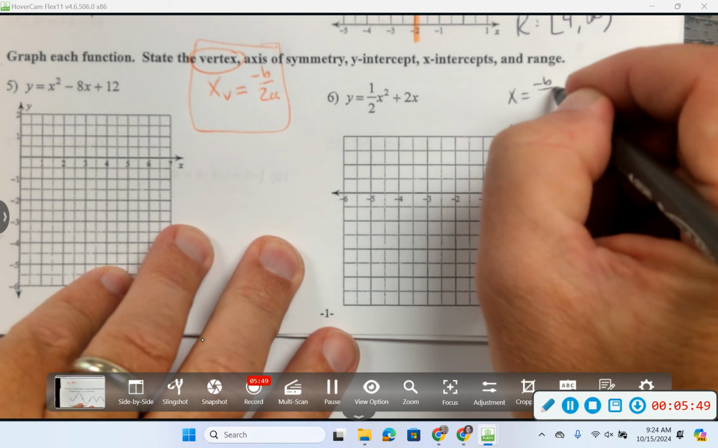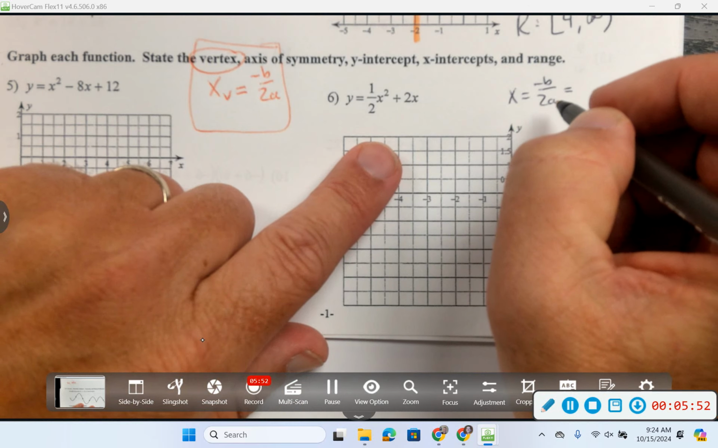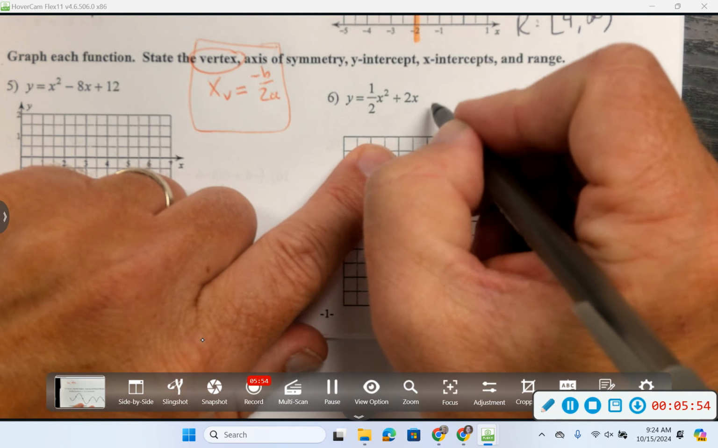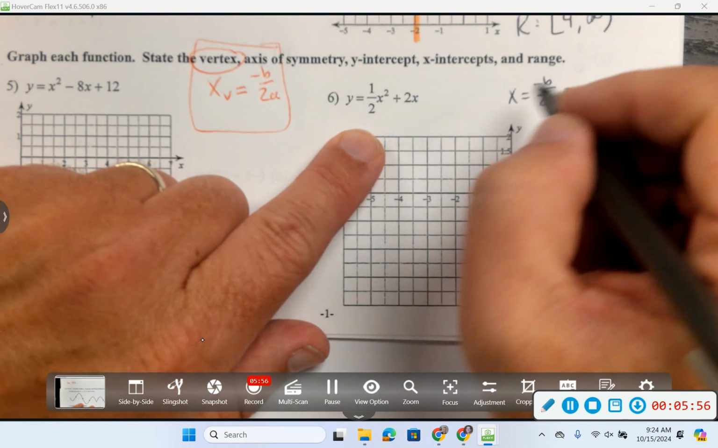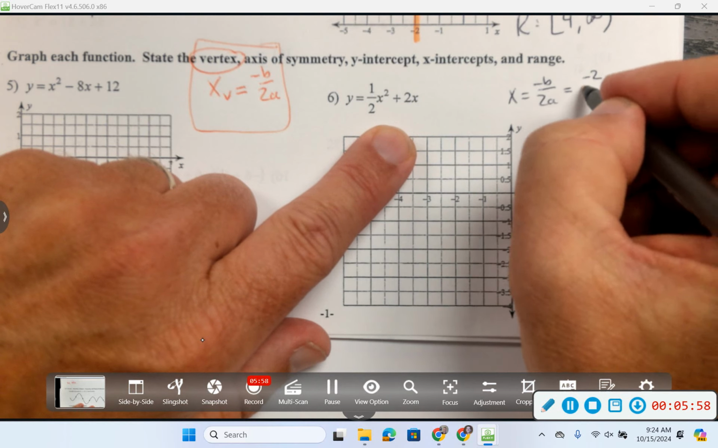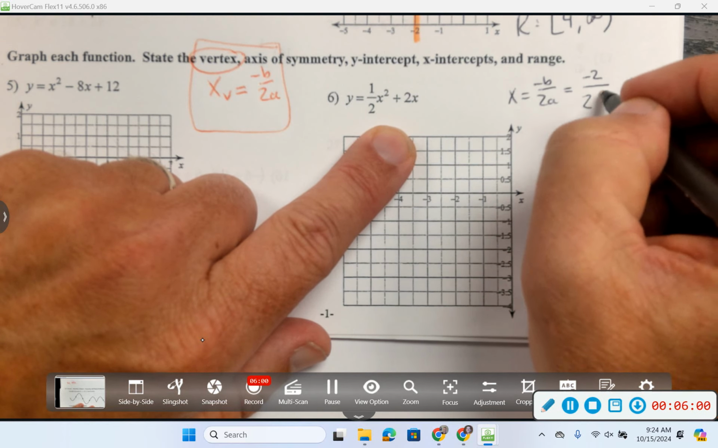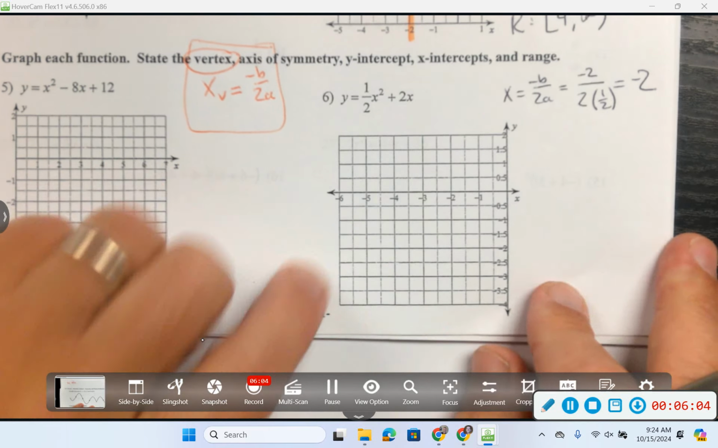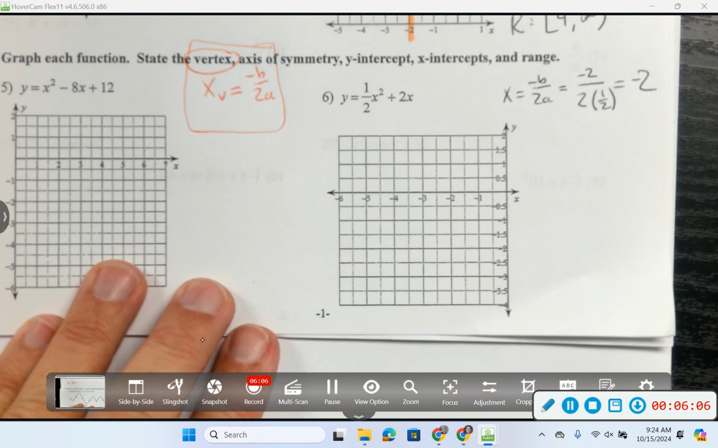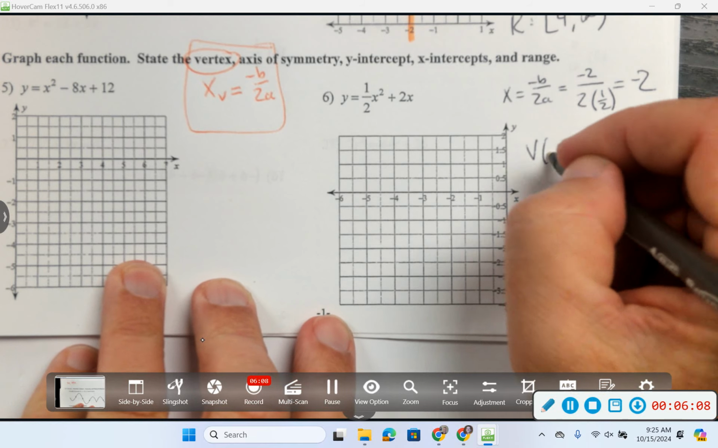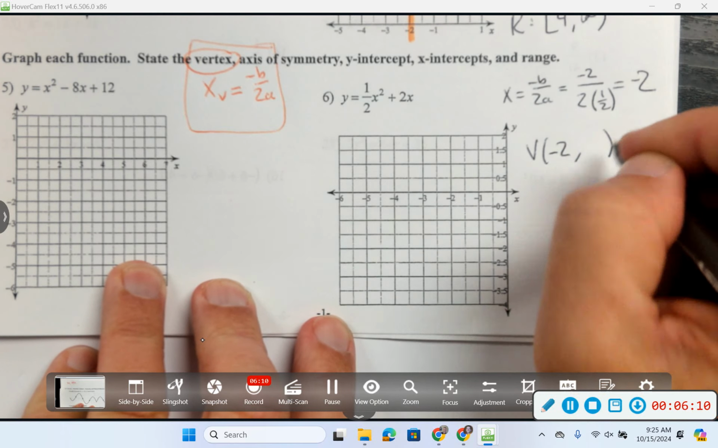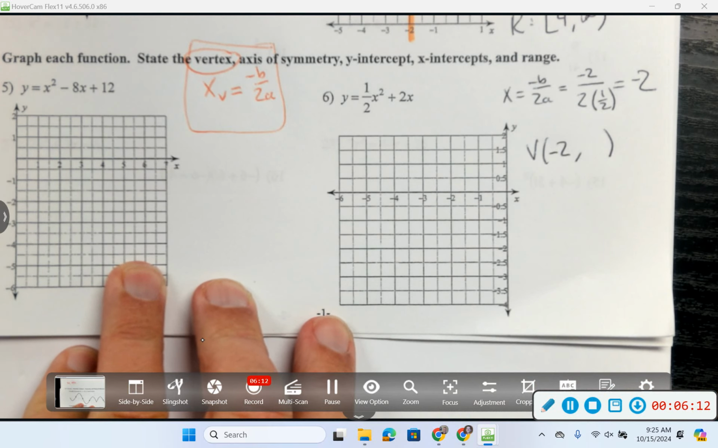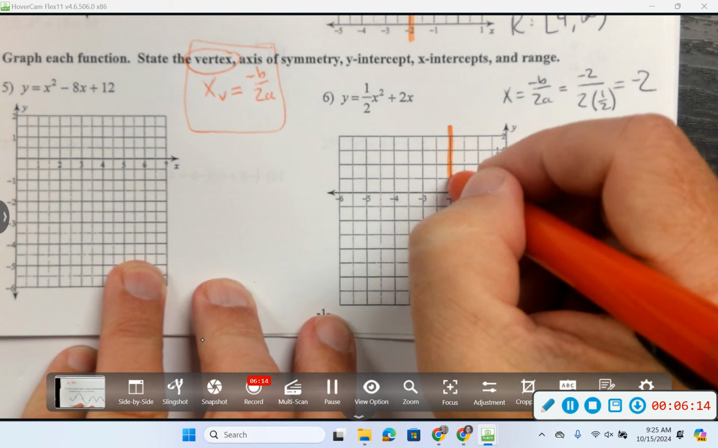So, negative b over 2a. I guess this one may be a little bit weird because c is 0, but b is 2, so negative 2 over 2 times a half will just be negative 2. So that's the x-coordinate of my vertex, which also means it's the axis of symmetry.